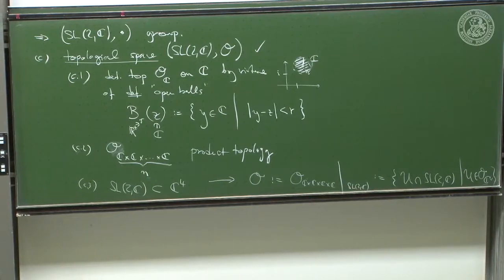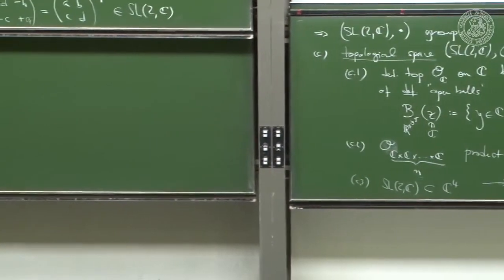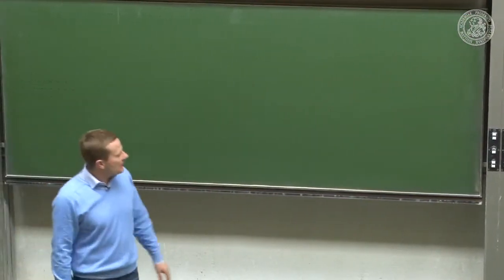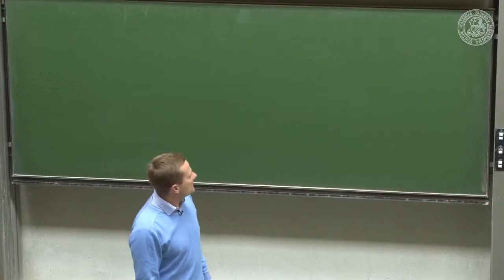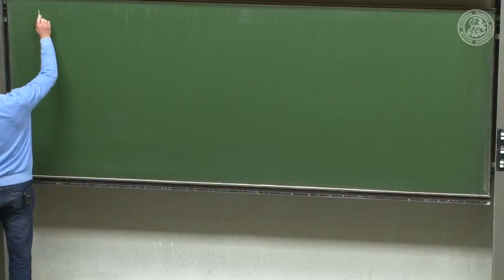So you see, not a single technique we introduced was in vain, right? We need all of this. So now we continue. It's a topological space, but is it one of these particular topological spaces that we call topological manifolds?